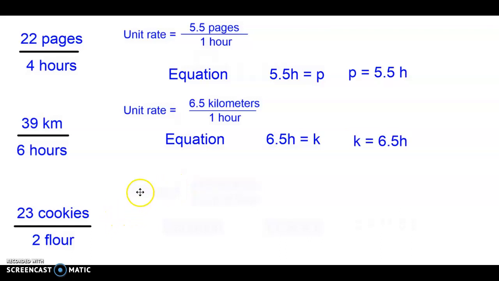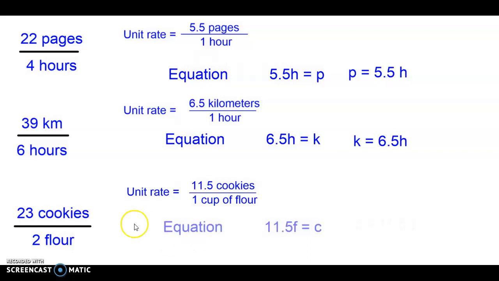The third problem, your unit rate, 11.5 cookies for 1 cup of flour. Your equation then is 11.5 times F is equal to C. Again, reversed, C equals 11.5F.